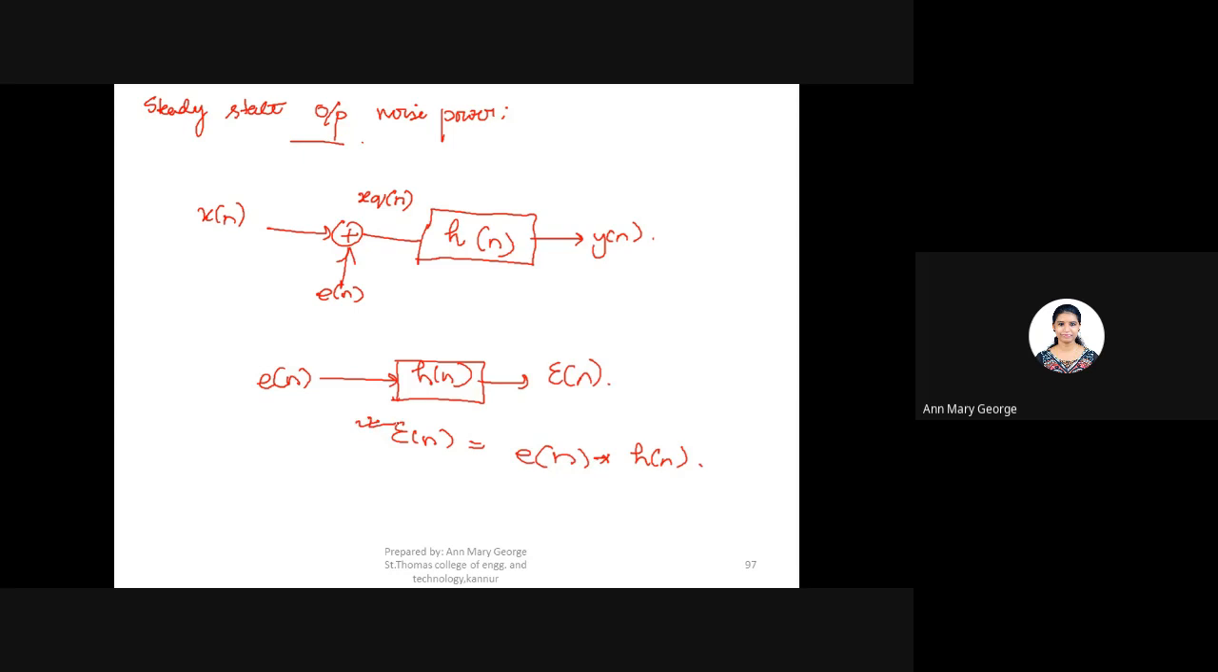Okay, from this the variance of output noise can be written as this. This will be the equation for output noise. Okay, this x square of n.